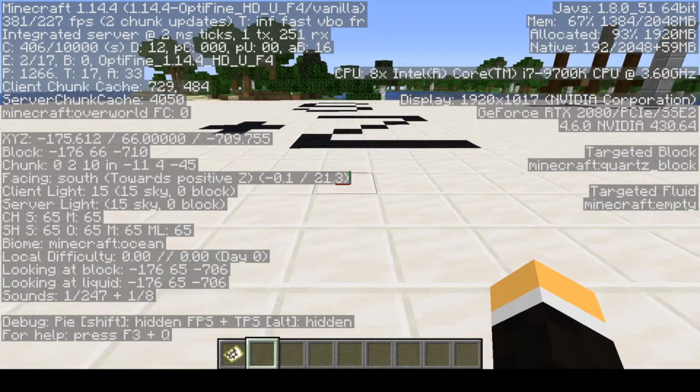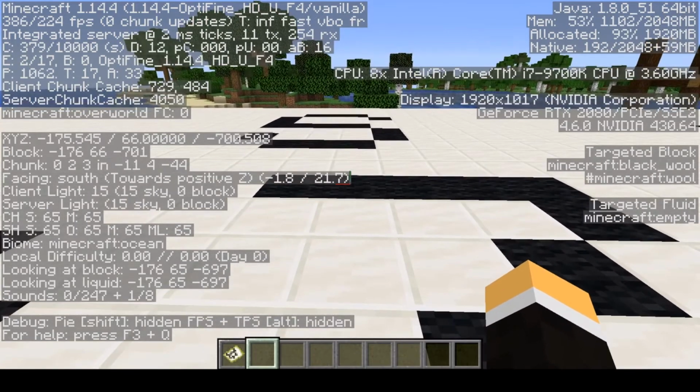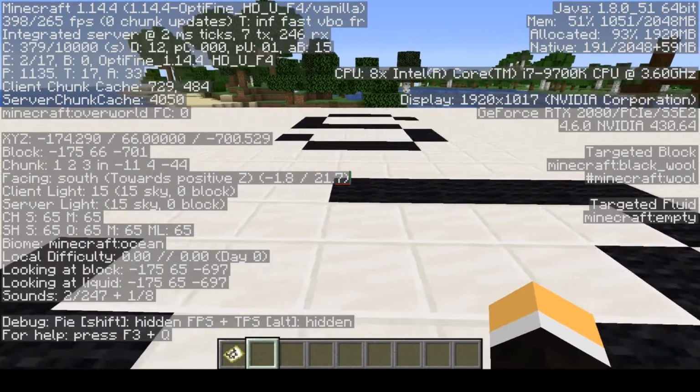So I need to go positive. As you can see in the Z coordinates, now we're at 700. And to get to the X coordinate of 175, if I go this way, it's going higher.